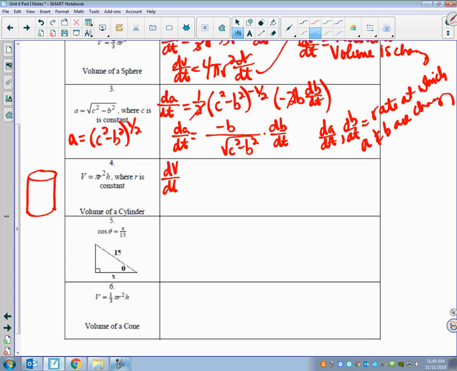We can just say dV over dt equals the pi r squared is going to stay. Derivative of h is just 1, but then I would do times dh over dt. And what does that represent? dV over dt represents the rate that the volume is changing. That dh over dt represents the rate at which the height is changing with respect to time.